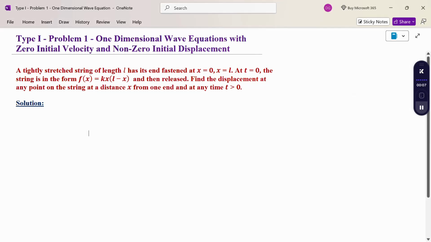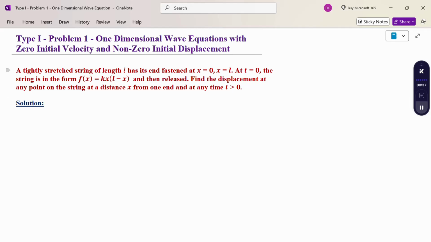In this section, we are going to discuss the problem of the one-dimensional wave equation with zero initial velocity and non-zero initial displacement. See the problem? A tightly stretched string of length L has its end positions at x = 0 and x = L. At t = 0, the string is in the form of the function y(x) = kx(L - x) and then released. Find the displacement at any point on the string at a distance x from one end and at any time t greater than 0.